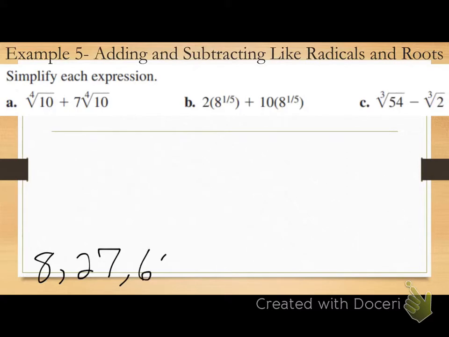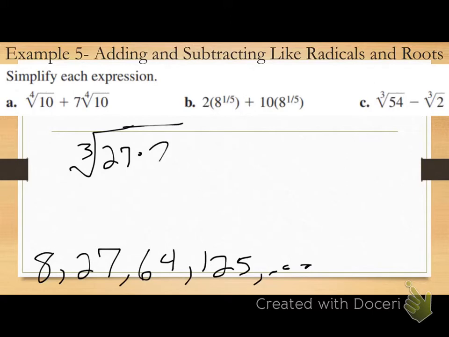64. 64, 5 cubed, 100, so on and so forth. Do we already have it? Yes, we do. Very good. 27 times what? 2. What's the biggest perfect cube that goes into 54? 27. 27 times what gives me 54? 2. Times 2.